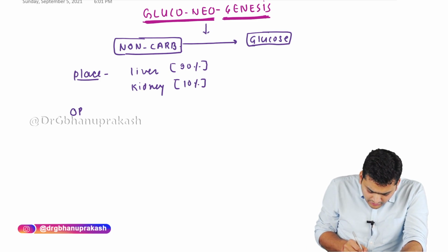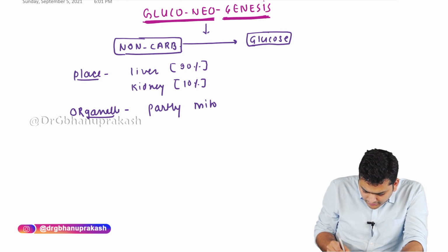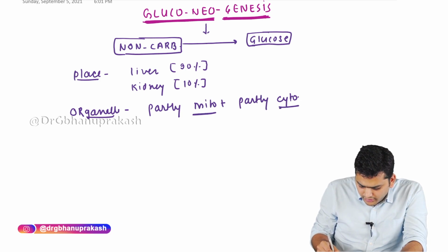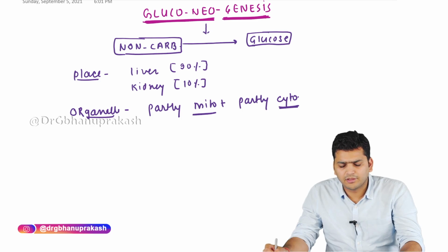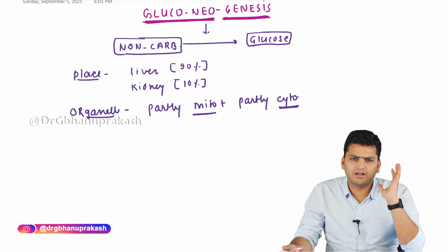If they ask in the liver, in what organelle it occurs, it occurs partly in the mitochondria and partly in the cytoplasm. Few reactions occur in mitochondria, few occur in cytoplasm. We will see in the pathway that some reactions occur in the mitochondria and some reactions occur in the cytoplasm.